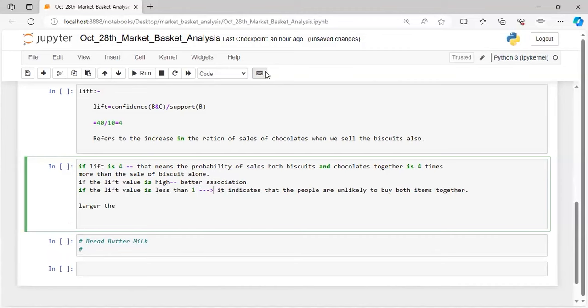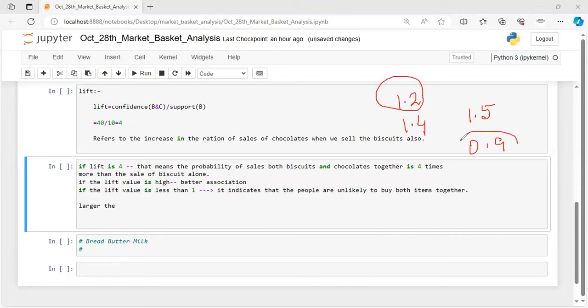So if you find values like 1.2, 1.4, 1.5, and some values are 0.9, there is no possibility for the 0.9. Never ever make any kind of combination if it is less than 1. Whatever the highest value is, we'll always pick that one.